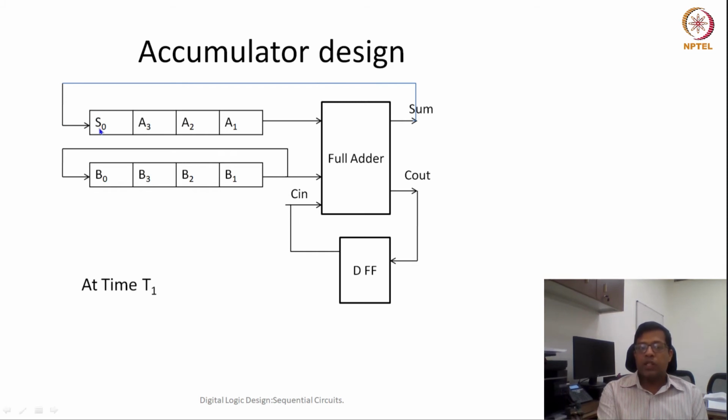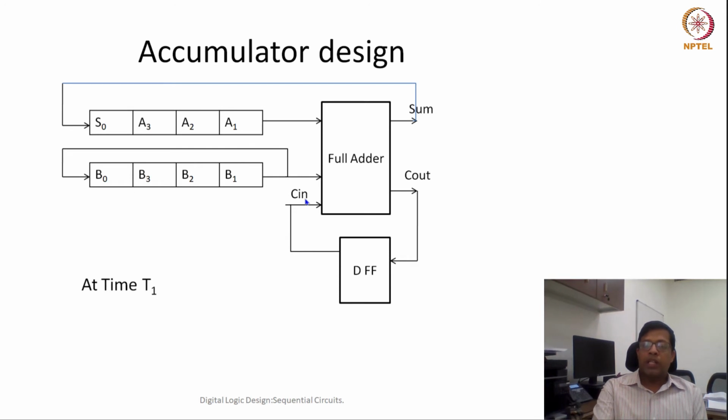So what would happen at time 1, basically after the active edge of the clock cycle? S0 will come here, the first sum bit, and A3 would move to this bit, and A2 would move to this, and the least significant bit will become A1 and B1. Similarly, because of this parallel in serial out, B0 came to become the most significant bit. Now during this time period T1, A1 and B1 would be added, and C in is whatever was the C out generated during the 0th clock cycle.